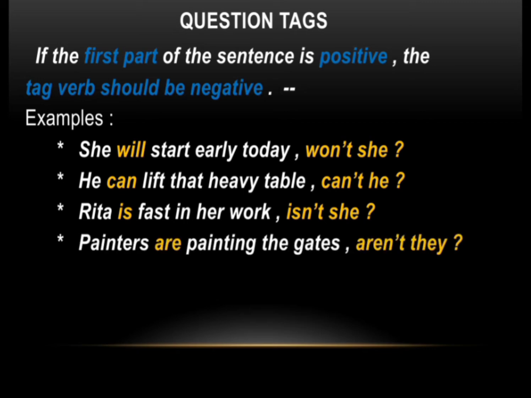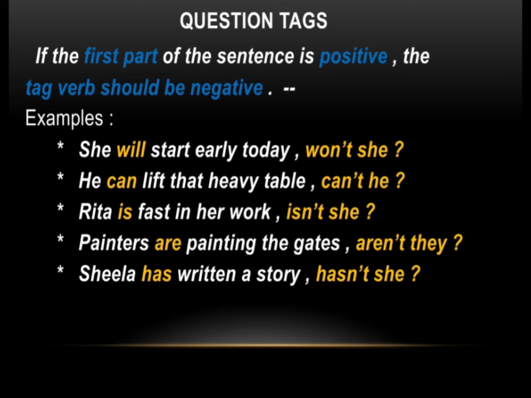Painters are painting the gates. Here are is the auxiliary verb and the negative form is aren't. Painters is a plural form and hence we use the pronoun they and so the question tag is aren't they. Sheila has written a story. Has is the auxiliary verb. The negative form of has is hasn't. Sheila is a female and hence we use she and the question tag is hasn't she.